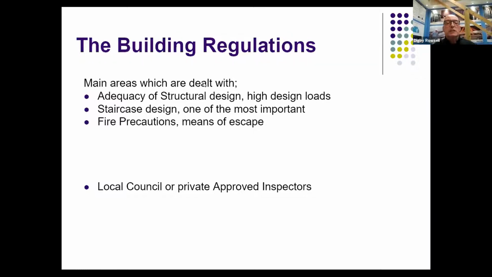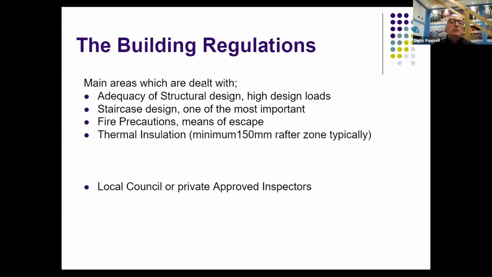Fire precautions and means of escape. Make sure you can comply with the means of escape and provide that safe passage of exit. Thermal insulation, that's quite high now. The requirements are quite stringent, so you usually need at least 150 millimeters or 6 inches of rafter zone. So bear in mind that when you consider how much space you're going to lose.